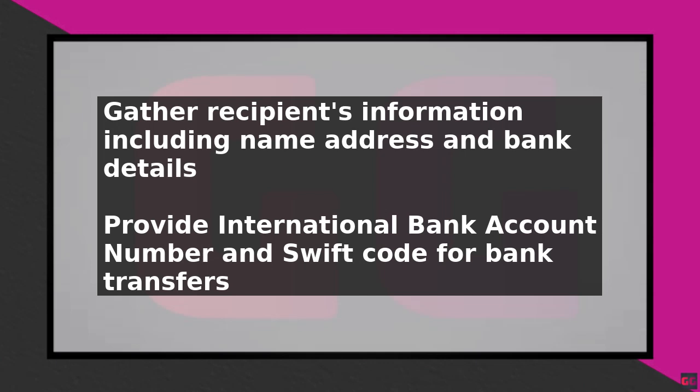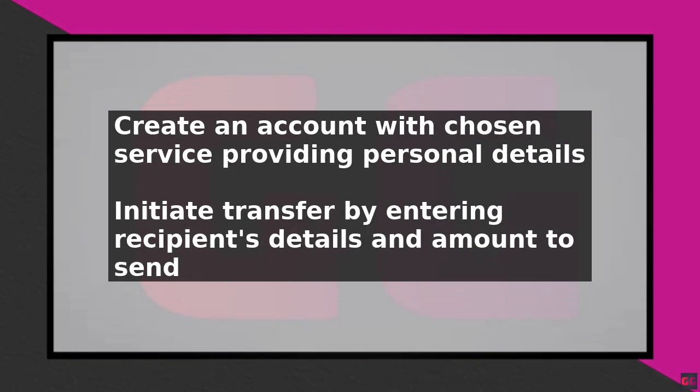After creating an account, you can initiate the transfer by entering the recipient's details and the amount you want to send. You will then be given a quote, including the exchange rate and any fees. Make sure to review the quote carefully before confirming the transfer. Once the transfer is confirmed, the money will be sent to the recipient's account. The transfer time will vary depending on the method and the recipient's location, but it can take anywhere from a few minutes to several days.